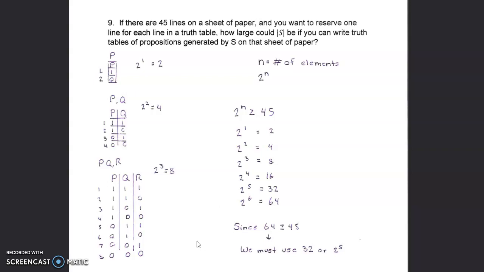Now, since 64 is greater than 45, and that's the number of lines we have on the sheet of paper, we cannot use a truth table with 6 propositions. So we must use 32 lines, or a truth table that has 5 propositions.